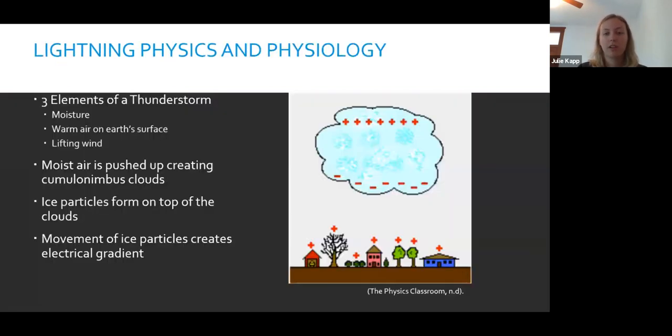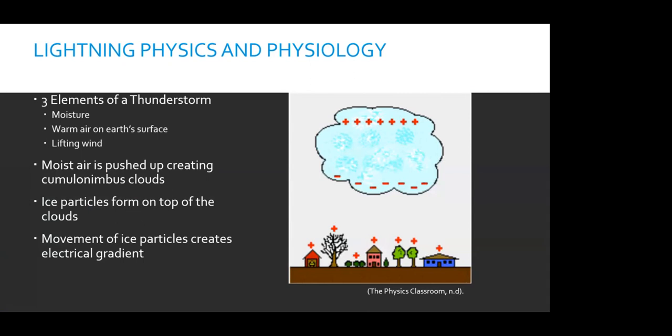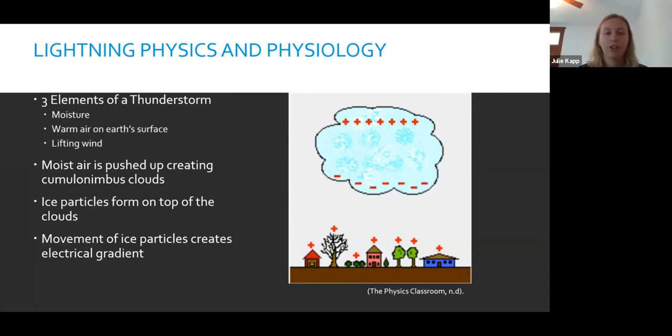So first, I'm just going to talk a little bit about some background with some lightning physics and physiology. There are three elements that are needed to make a thunderstorm. One, you need moisture, two, you need warm air on Earth's surface, and three, you need a lifting wind. What happens is that moist air is pushed up, creating cumulonimbus clouds. Within those clouds, ice particles form on top, and the movement of these ice particles creates the electrical gradient, which is what causes the lightning to get discharged.